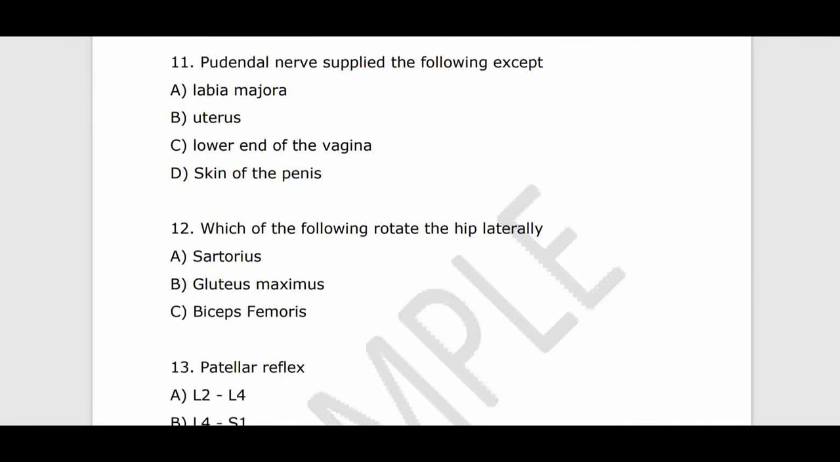Question number 11: the pudendal nerve supplies the following except: labia majora, yes; uterus, no; lower end of the vagina, yes; skin of the penis. What is important to note here is that the uterus is not a somatic organ, it's visceral. So it will get visceral and autonomic innervation, but no somatic innervation.